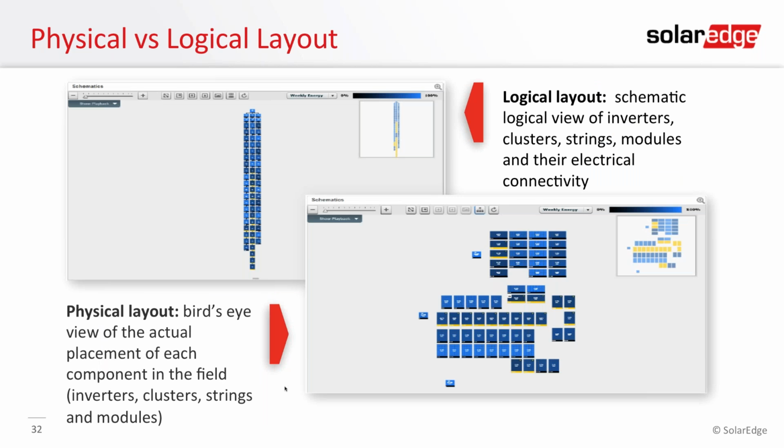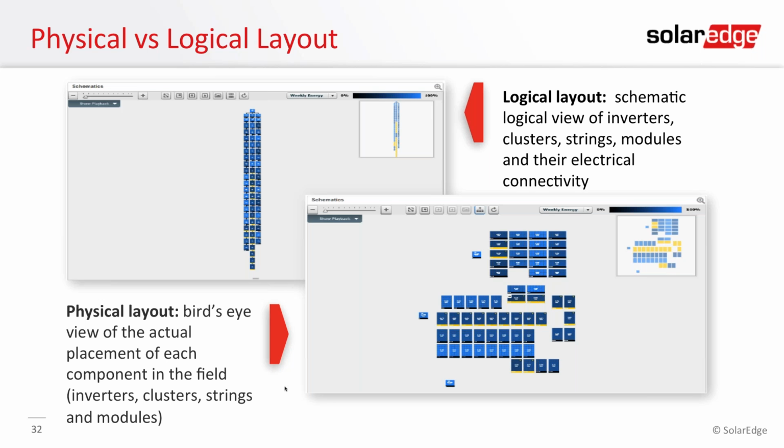Okay, so I did mention that you had two views, the logical layout and the physical layout. The two examples are here on the screen. The logical layout, as I said, is a very hierarchical view. It groups all the optimizers that were installed on the same inverter together, so that you don't have to go through the process of separating them. And it allows you to look at all of the strings that are grouped together under one inverter.